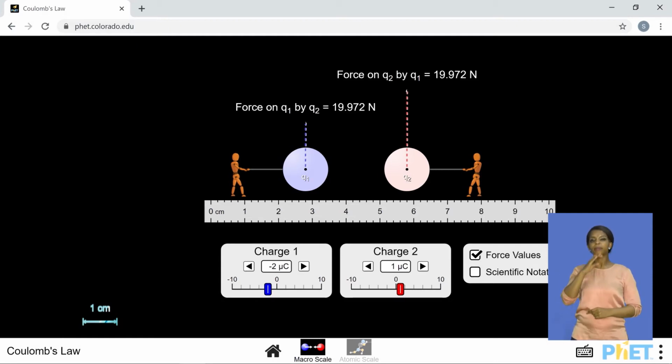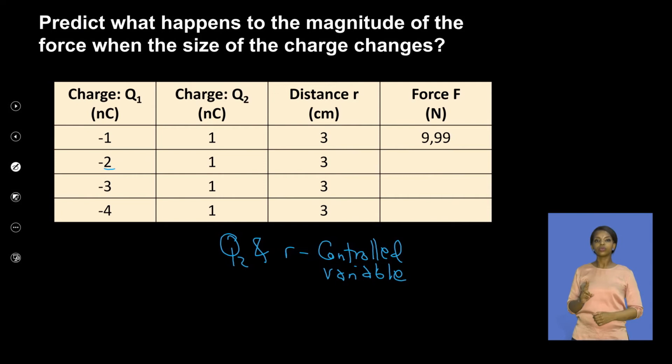Now you can immediately see that the force exerted by Q1 on Q2 almost doubles, that is 19.9, which is approximately 20. The same happens on the force on Q2 by Q1. So if we go back to our table, okay, we know that this is 19.99 newtons, okay? Now, in the third trial, what are we going to do?